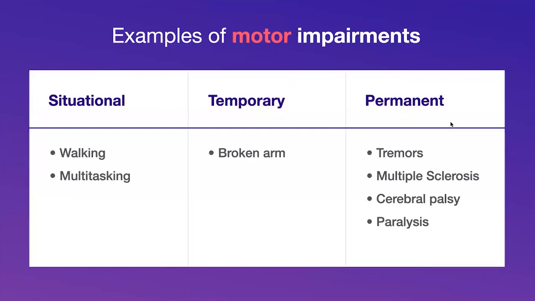That's a really common thing, or at least it was before we shut the entire world down. Temporary, yes, of course, you might have something like a broken arm. And permanent, well, there's a huge range of conditions here, and we'll just cover a couple. But things like tremors make it significantly more difficult to actually just operate something like a mouse or even tap on a link on your website.